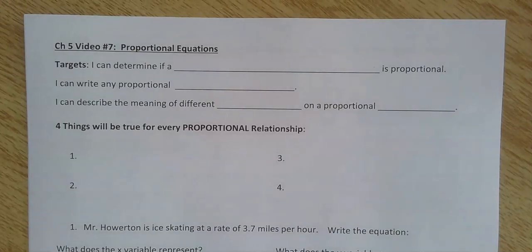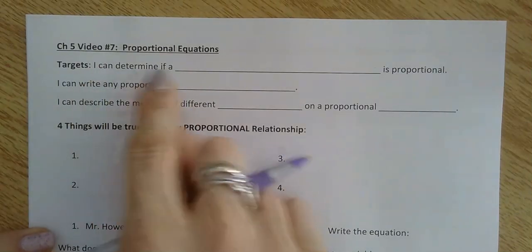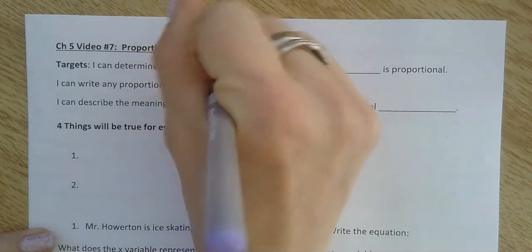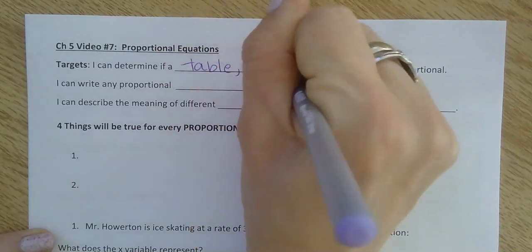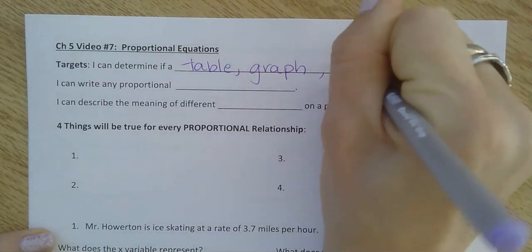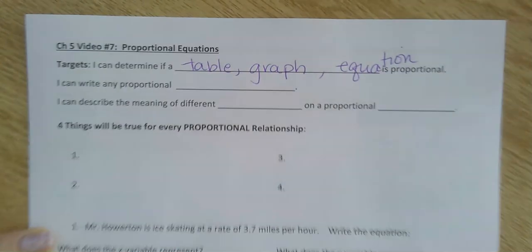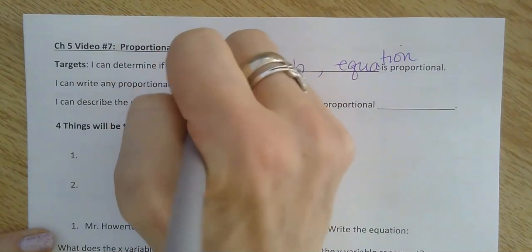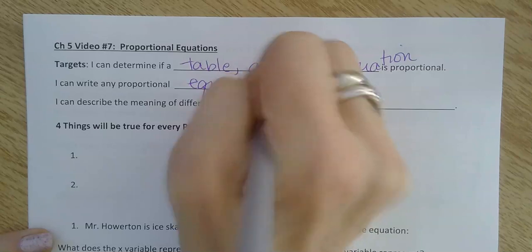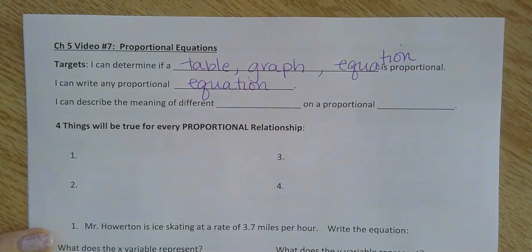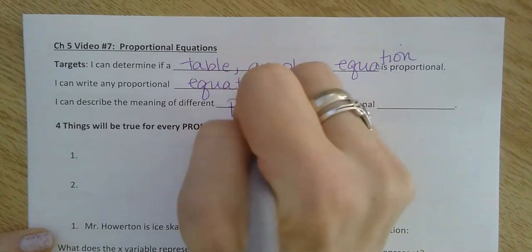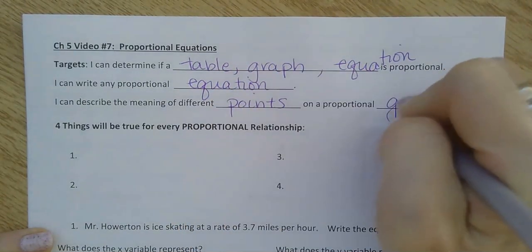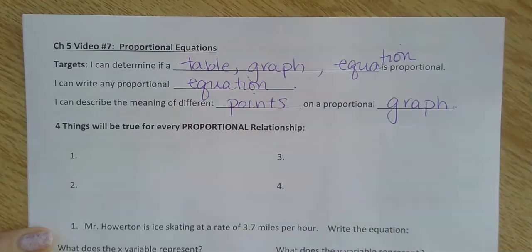All right, video 7 for chapter 5 is on proportional equations. So we're going to review a little bit how we determine if a table, graph, or equation is proportional. We talked about that a lot in video 6. We can write any proportional equation. We've looked at that a little bit already too. And we can describe the meaning of different points on a proportional graph. So we're going to dig a little bit deeper into especially proportional graphs here.